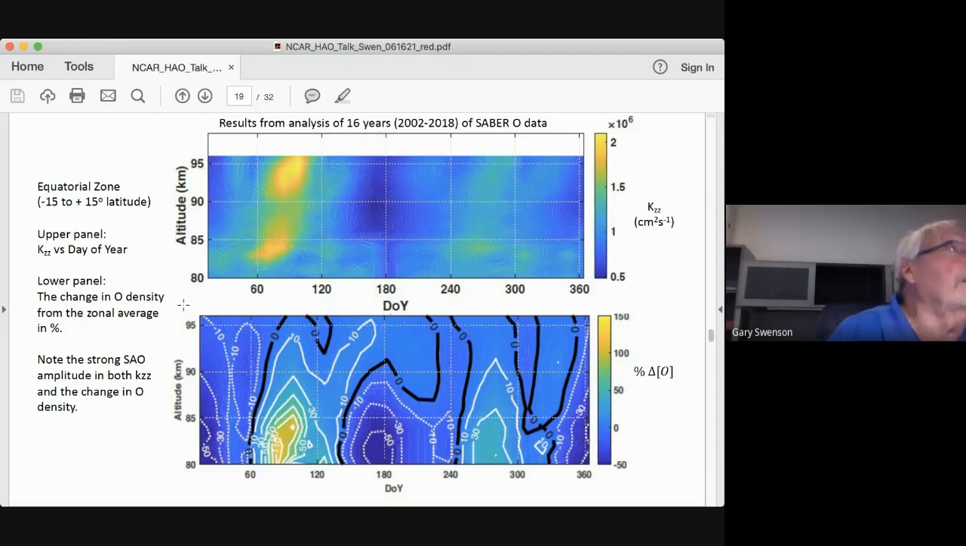The spring amplitude is a half again larger in amplitude than is the fall equinox in the SAO. And there seems to be some phase relationship with that. But the big surprise here is the following. You'll see that in the spring and fall, when the KZZ is maximum, the density also is above the mean significantly. It's that way in the spring, and it's that way in the fall.